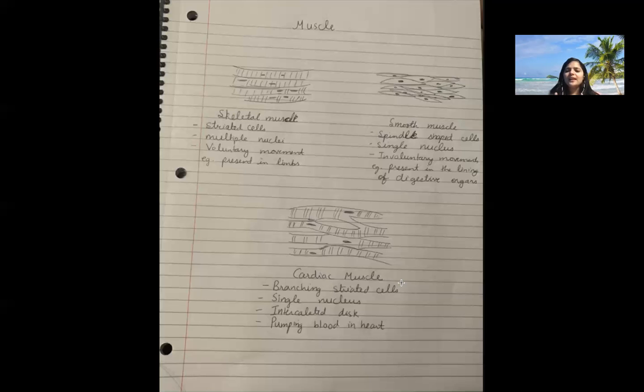And so this is the main function of these muscles. They are present in the heart to pump blood. Okay. Yeah, so that's all. Just these three kinds of muscles. And just remember, striations are present in both skeletal and cardiac muscles. Single nucleus is in smooth and cardiac muscles, and then branching is only in cardiac muscles.